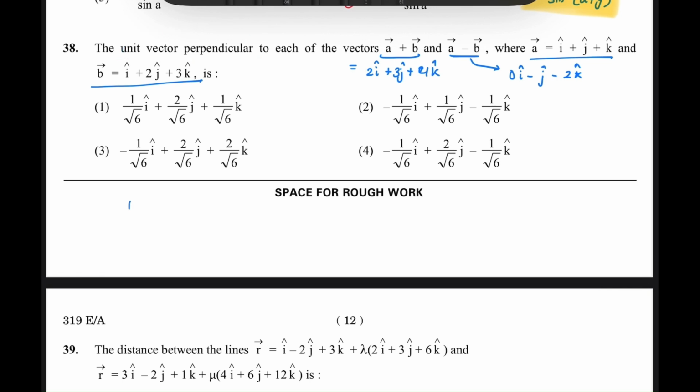So how do you find a unit vector perpendicular to these two? So that is plus minus of a cross b, right? So instead of a cross b, this time you have a plus b and a minus b. So plus minus a plus b cross a minus b, right? You have to cross these vectors.